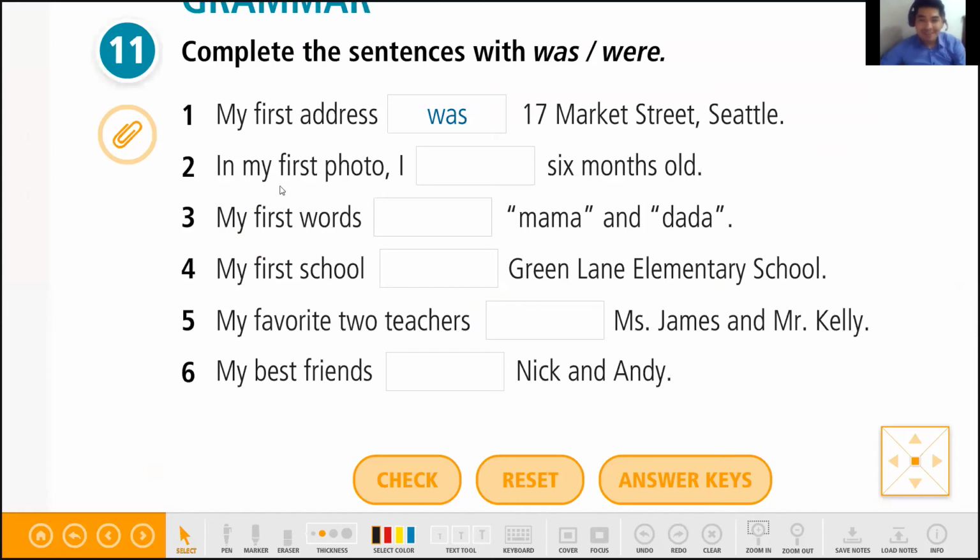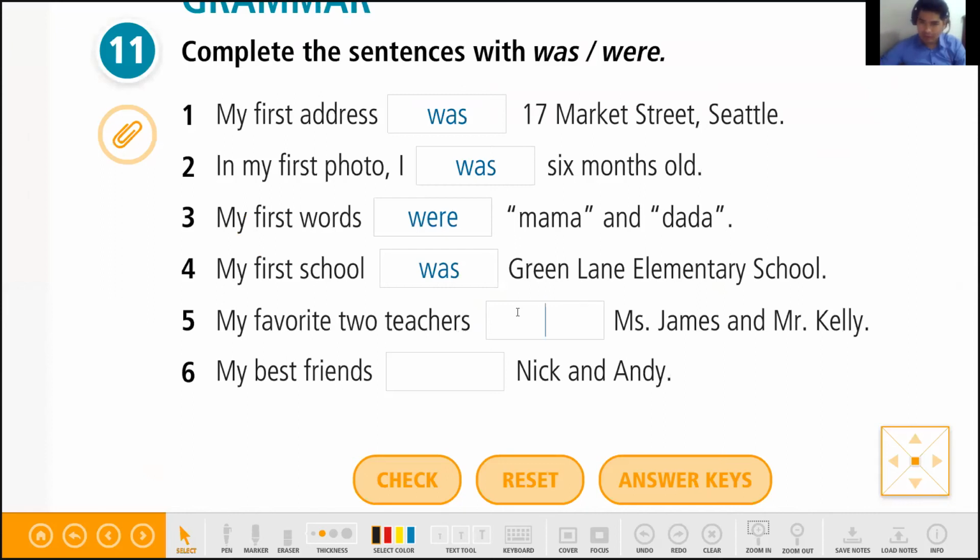Okay, in my first photo, what is the option? I have 2 options, was or were. Not negative, only affirmative. Okay, I'm gonna write was. My first word, mama and dada was. Are you sure? Were, right? Were. Okay. My first school, Green Lane Elementary School. My first school, what do you think the option is? Okay. Was. My favorite 2 teachers, Miss James and Mr. Kelly.